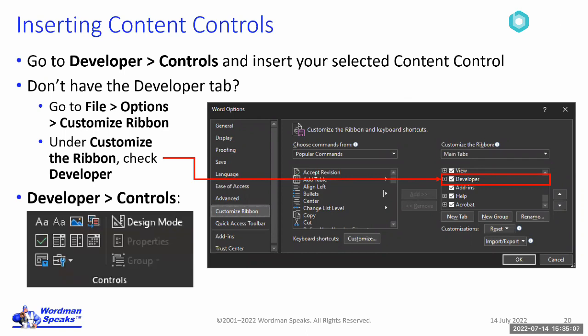Now, when you go to the developer tab, you'll see there is a controls group. On the left-hand side, you can see all of the content controls that you want to be able to use.